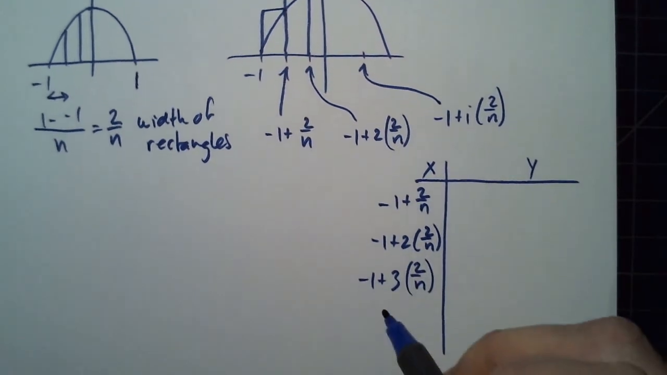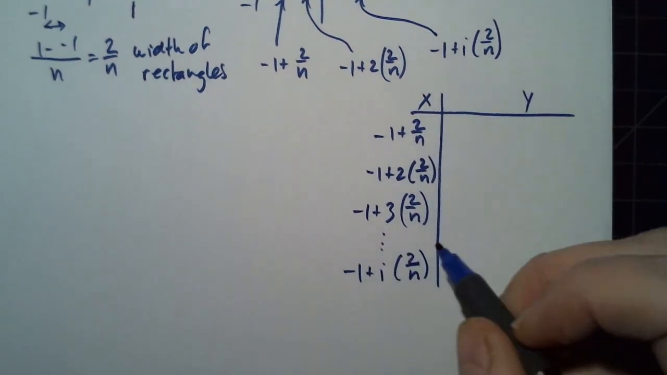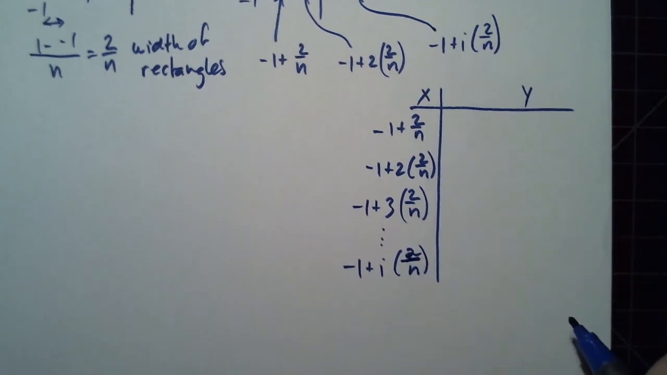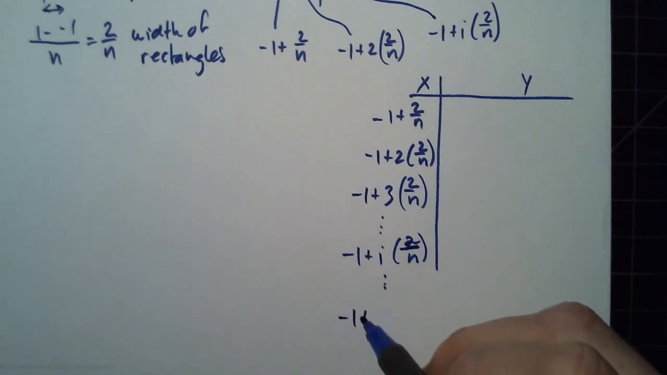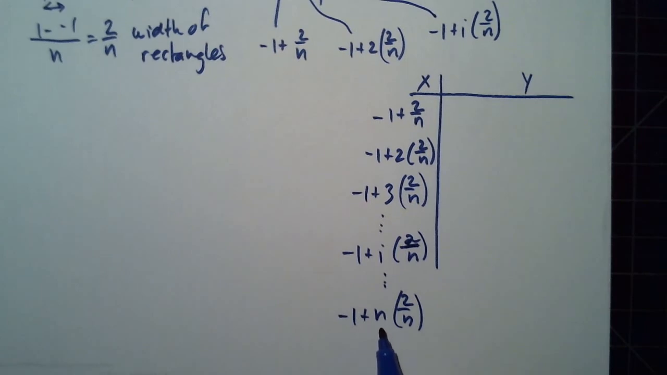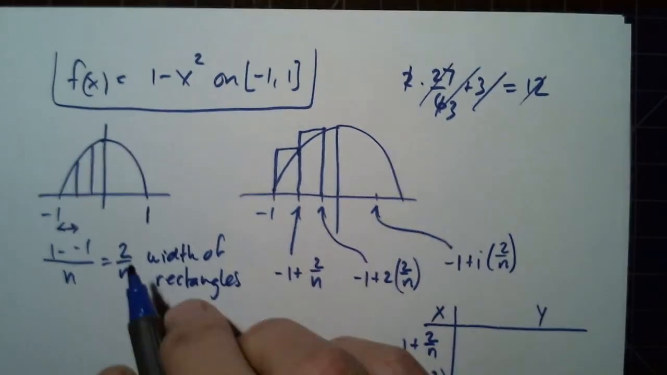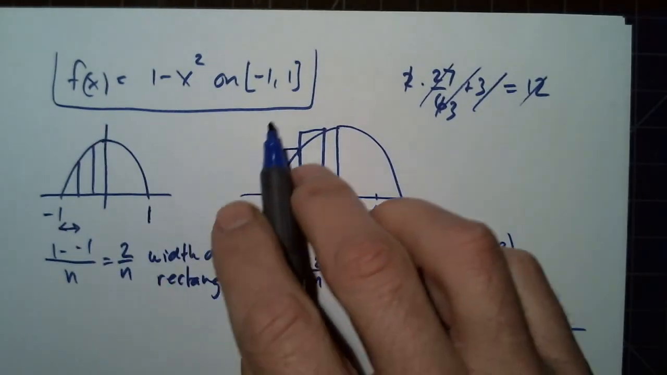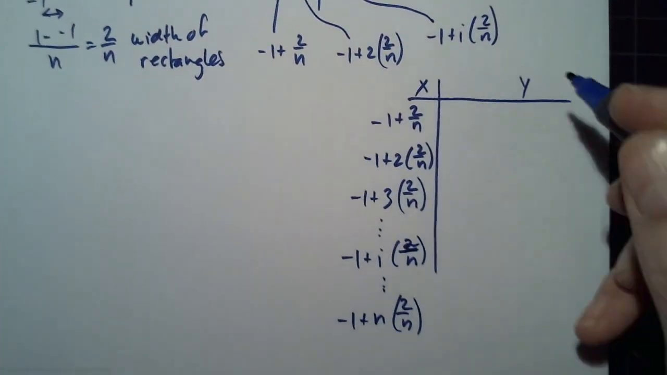Okay, so that continues on until we have the ith rectangle, and then that continues on until we have n rectangles. So we can check to make sure that's the right endpoint. If we cancel the n, it's -1 plus 2, which is 1, and that means we would be at the right endpoint of the interval.